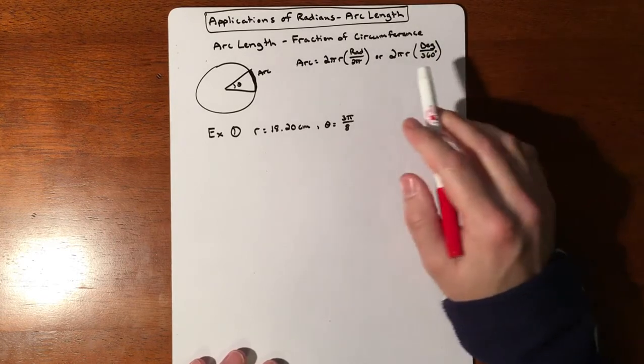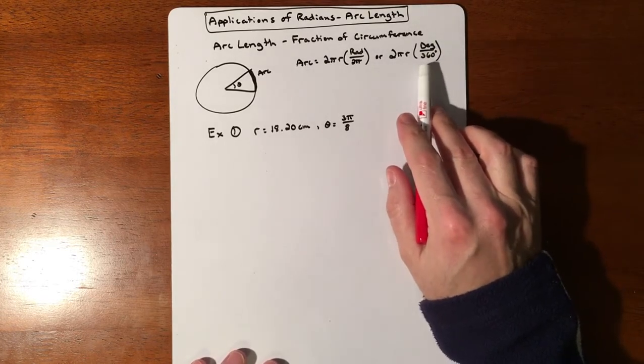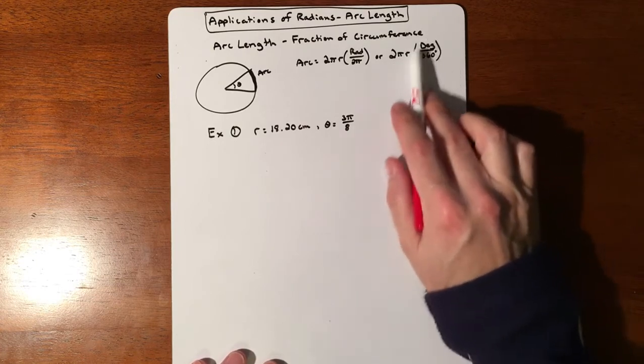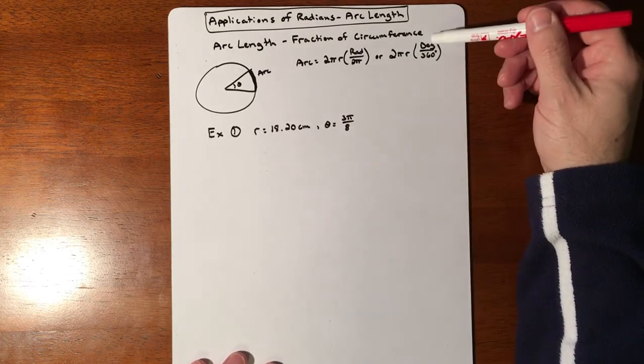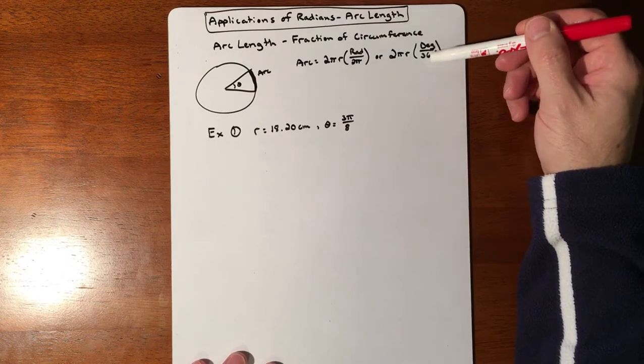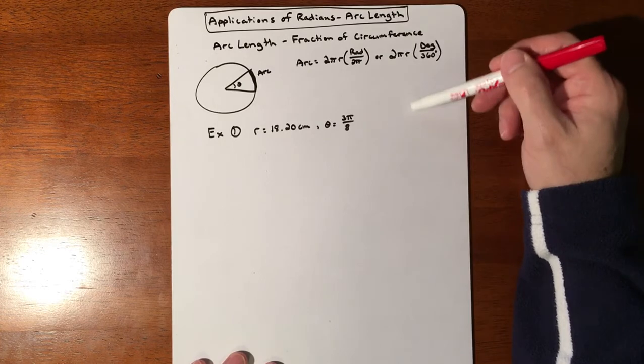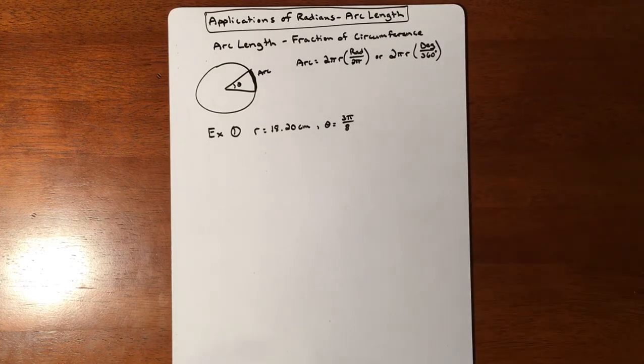So, if you were in a geometry class, you would have figured out that here's your circumference, and it's just a fraction of that circumference. And your fraction is based on degrees, just out of 360. So there's your fraction times circumference, simplify everything, and then there's your answer.